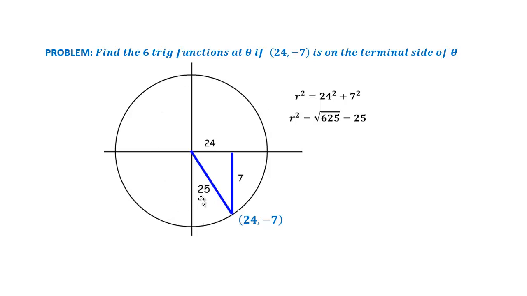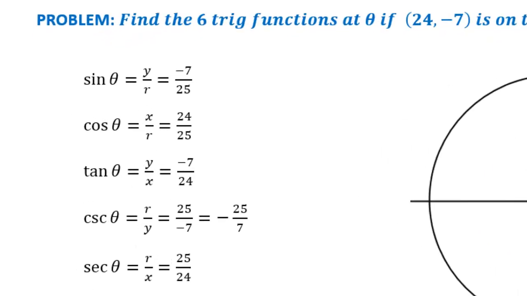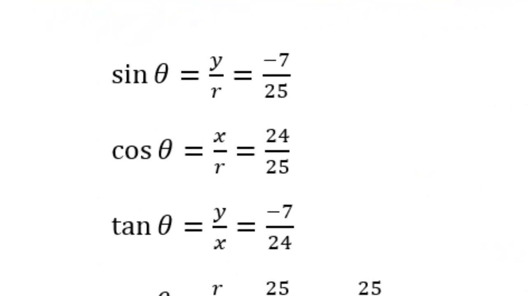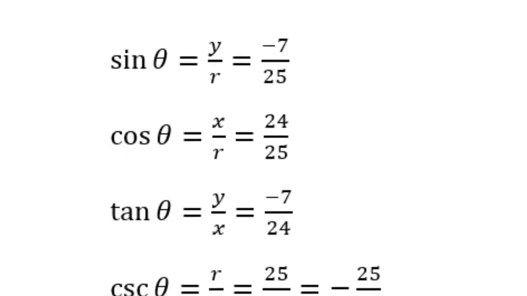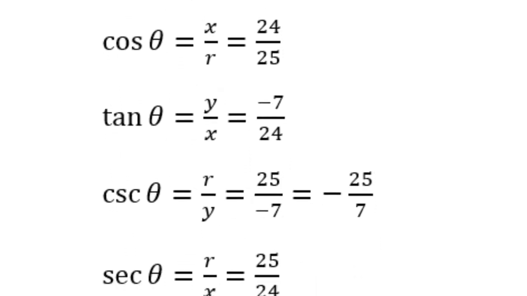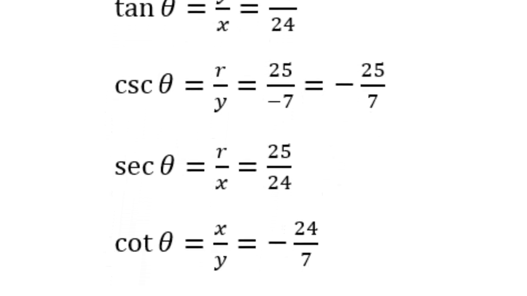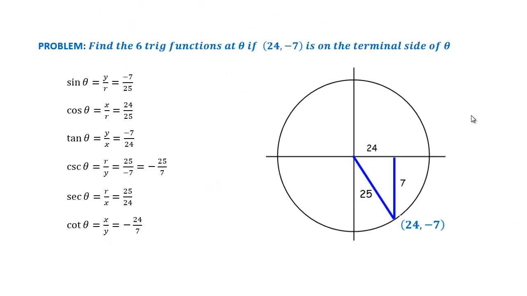So we have r, we have x, we have y, we have everything we need to write down the values of the trig functions. Okay, so here we go. Sine theta is y over r, which is negative 7 over 25. Cosine theta is x over r, 24 over 25. Tangent theta is y over x, which is negative 7 over 24. And then cosecant, secant, and cotangent, you just flip the three fractions above to get those values.